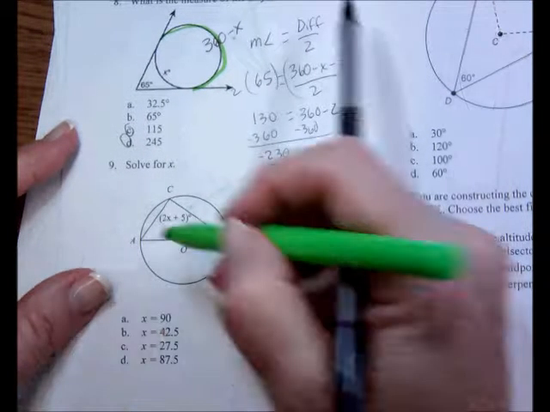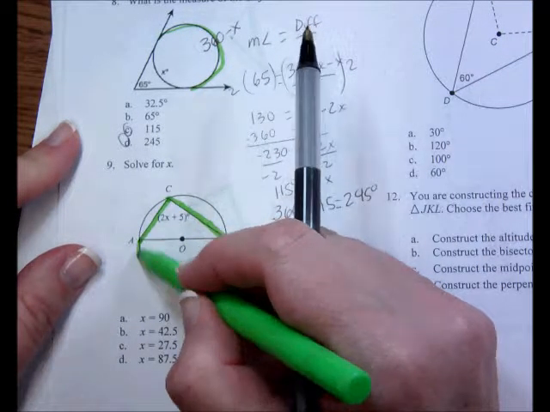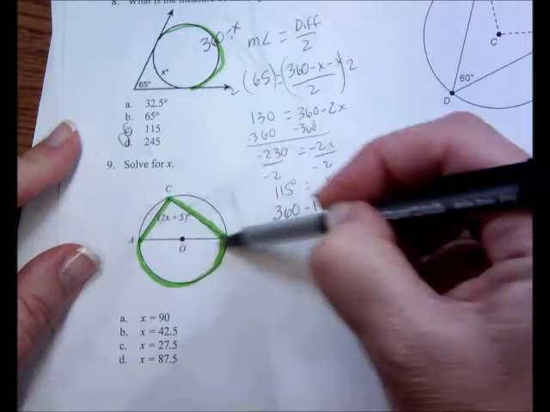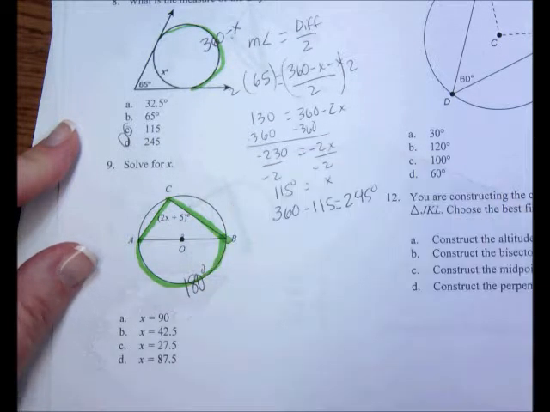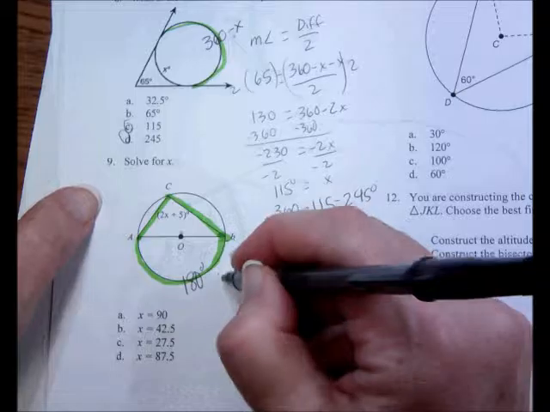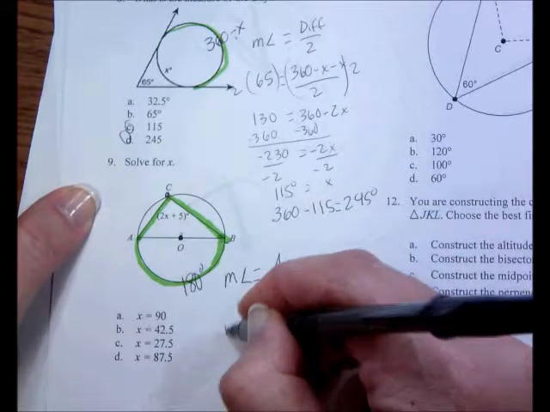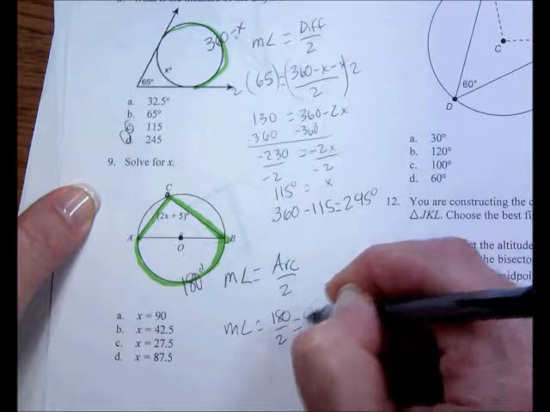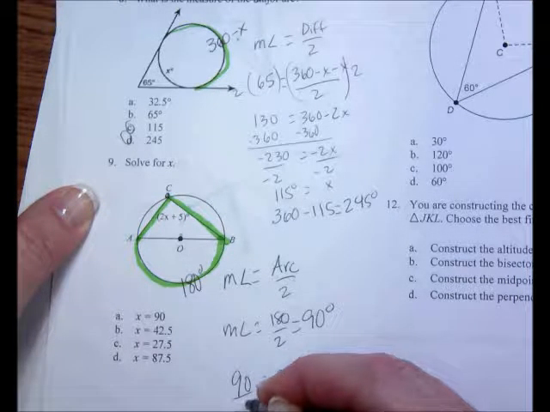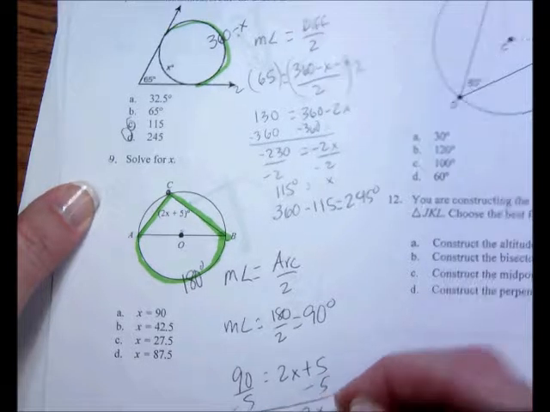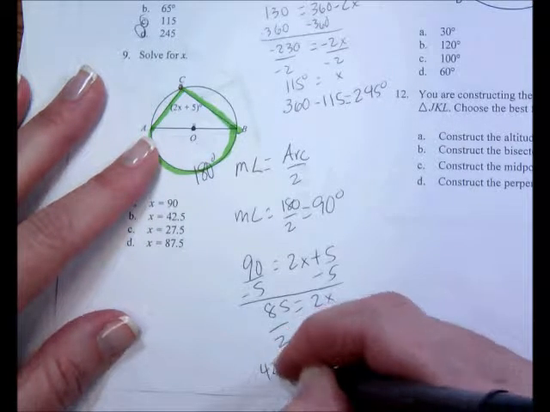Okay, the next one says solve for x. This is my angle indicated by 2x plus 5, and this is the arc that it intercepts, and this is a diameter indicated by the fact that it goes through the center of the circle. So I know that arc is 180 degrees because it splits the circle in two. Since the vertex is on the circle, the measure of the angle is equal to arc divided by 2. So the measure of the angle is 180 divided by 2, which is 90 degrees. Then I set that equal to 2x plus 5 and solve. 85 is equal to 2x, and then I divide by 2, and so x is equal to 42.5.